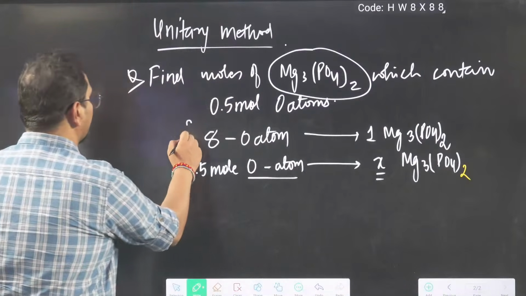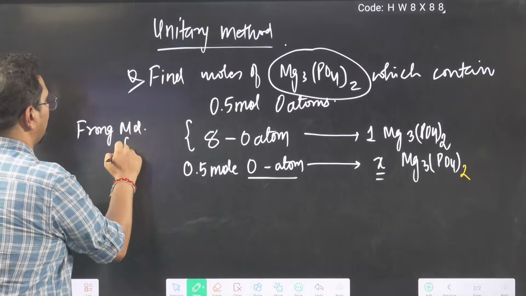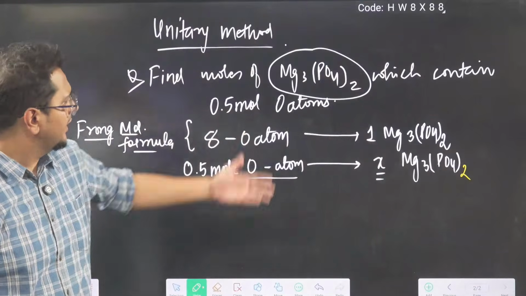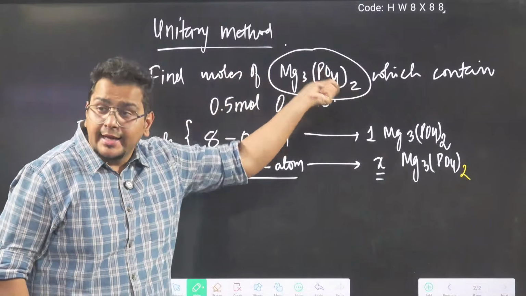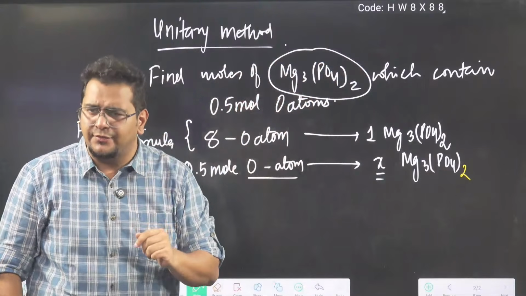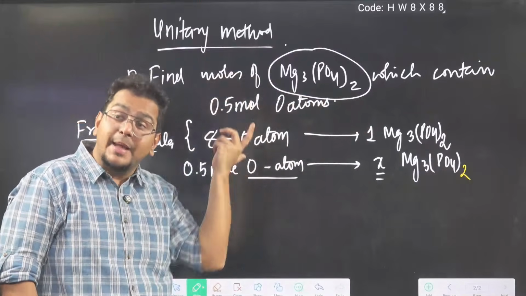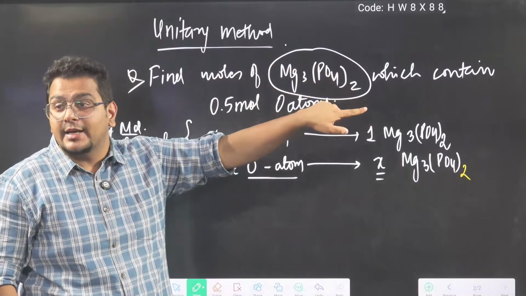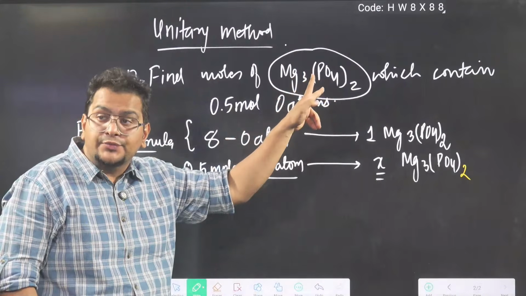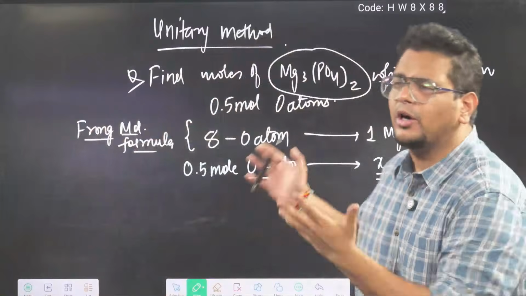From where did this relation come? This came from the molecular formula. From the molecular formula, I found this relation. The 8 oxygen atoms, 4 into 2, 8. Similarly, I can create a relation: 2 phosphorus atoms, 1 magnesium phosphate; 3 magnesium atoms, 1 magnesium phosphate; 3 magnesium atoms, 8 oxygen atoms; 3 magnesium atoms, 2 phosphorus atoms; 2 phosphorus atoms, 8 oxygen atoms. I can create as many relations as I want from here.